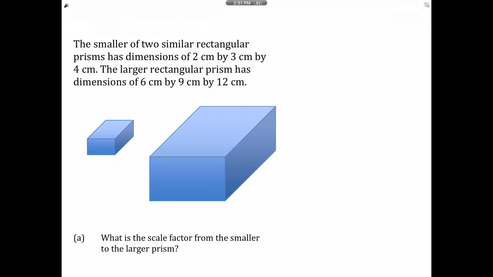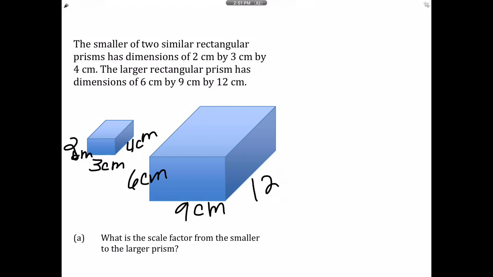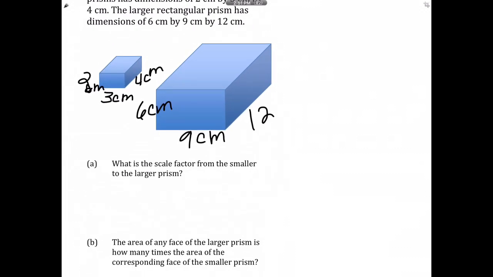So we have 2 rectangular prisms. The smaller one is 2 centimeters by 3 centimeters by 4 centimeters. The larger one is 6 centimeters by 9 centimeters by 12 centimeters. So what is the scale factor from the smaller prism to the larger prism?